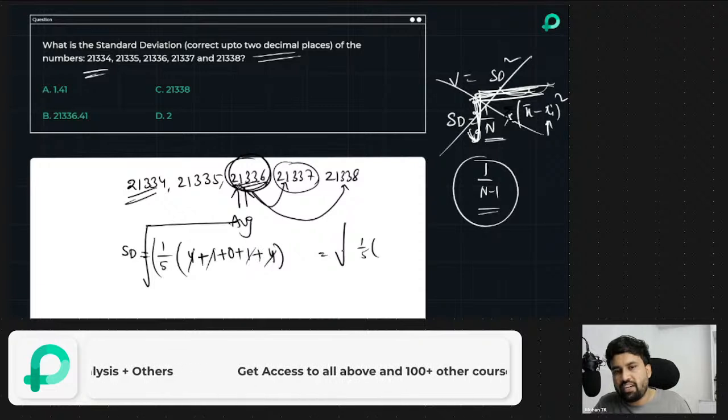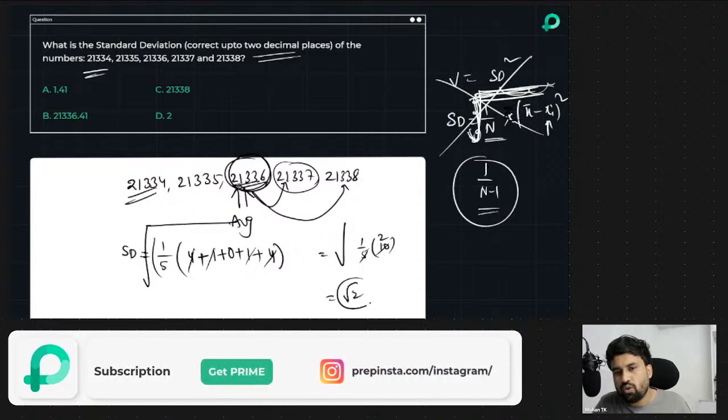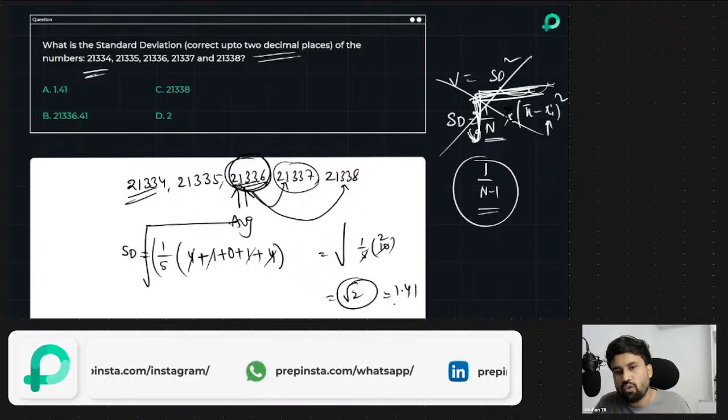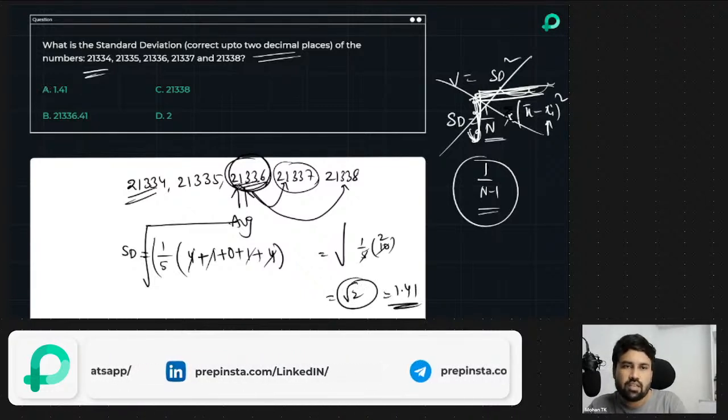Square root of 1 by 5 into 4 plus 1 plus 0 plus 1 plus 4, which is 10. And 5 will cancel this 2 times. So the answer is square root 2. Square root 2 is nothing but 1.41. So option A is the correct answer.